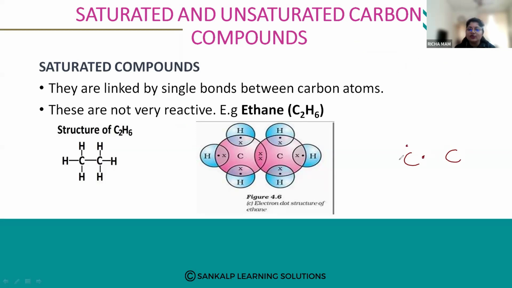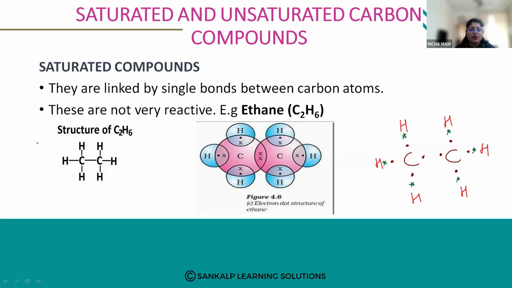So each carbon will have 4 electrons like this. Now, how many hydrogens are there in the formula? 6. So let me write 1, 2, 3, 4, 5, 6. Now each hydrogen, how many electrons will it give? 1 electron each. So 1, 2, 3, 4, 5, 6.